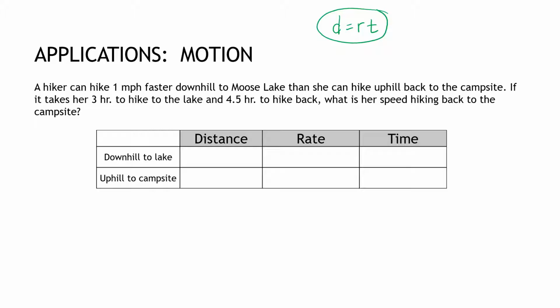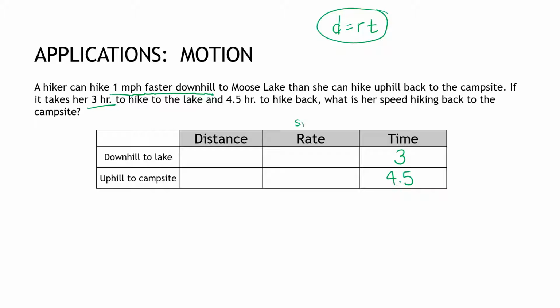So a hiker can hike 1 mile per hour faster downhill to Moose Lake than she can hike uphill to the campsite. So that doesn't tell me anything because I don't know how fast she's going uphill, downhill, etc. It does take her 3 hours to hike to the lake, which is downhill, and 4.5 hours to hike back, which is uphill to the campsite. What is her speed hiking back to the campsite?